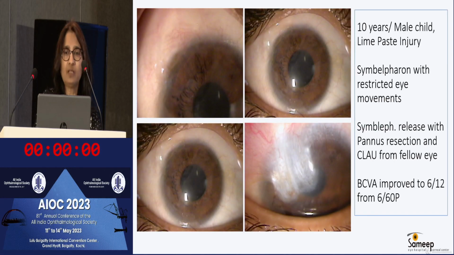We look at the clinical case scenarios. This is a 10-year-old male who presented with symblepharon with restricted eye movements, as you can see here in the clinical picture on the right-hand side down. He required a symblepharon release, pannus resection, and because this was not involving the rest of the limbus, we continued with CLAU, that is conjunctival limbal autograft. A small amount of limbal tissue was taken, and you can see in the clinical pictures here that the limbus is reconstructed very well.